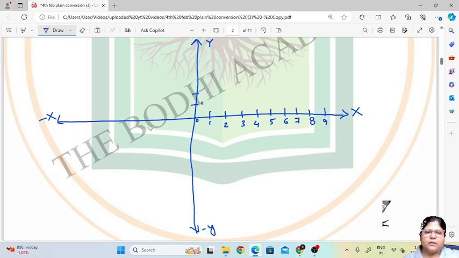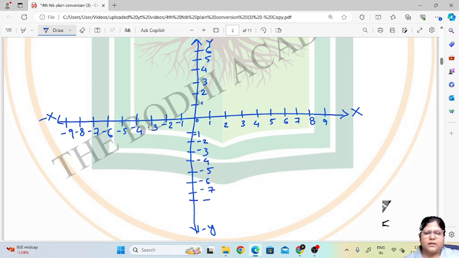So you have 1, 2, 3, 4, 5, 6. This is minus 1, minus 2, minus 3, minus 4, minus 5, minus 6, minus 7, minus 8, minus 9. Then it is 1, negative 2, 3, negative 4, negative 5, negative 6, negative 7, negative 8, negative 9.